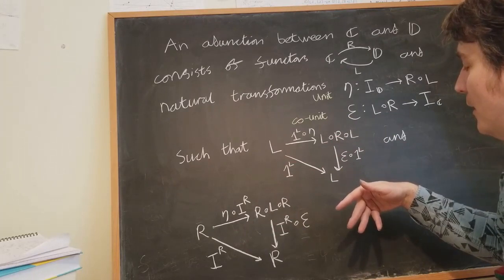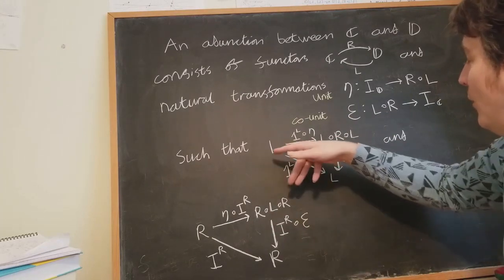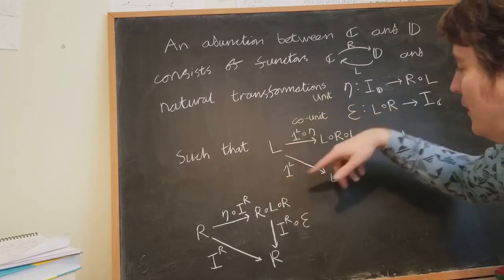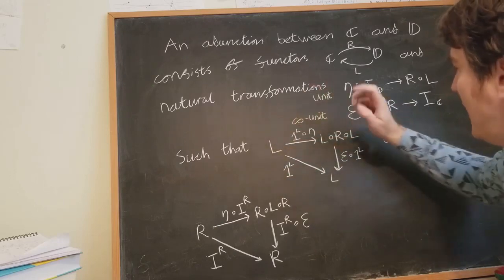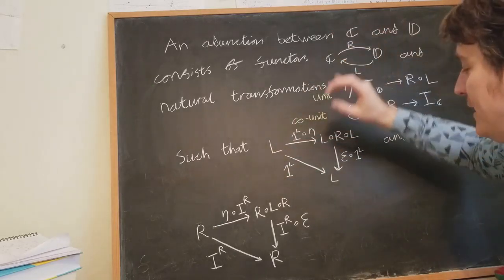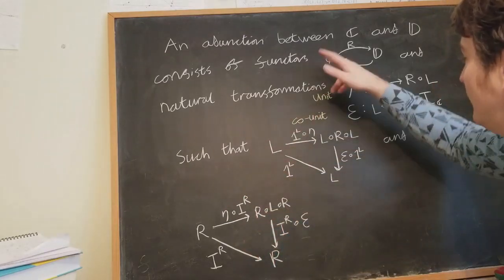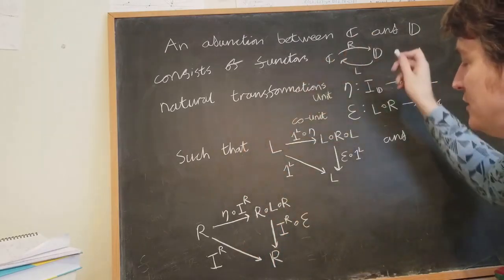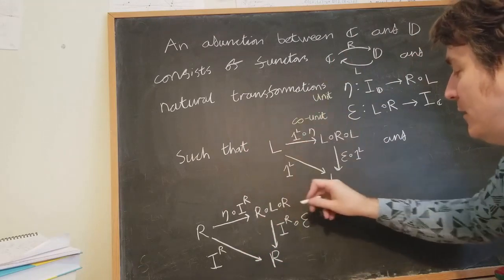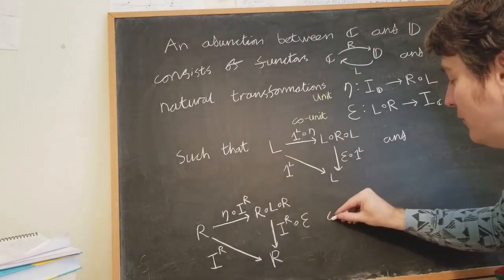So, like this one is a diagram where the objects are functors from D to C. And this one is a diagram where the objects are functors from C to D. The definition of an adjunction is that we need these two diagrams to commute.